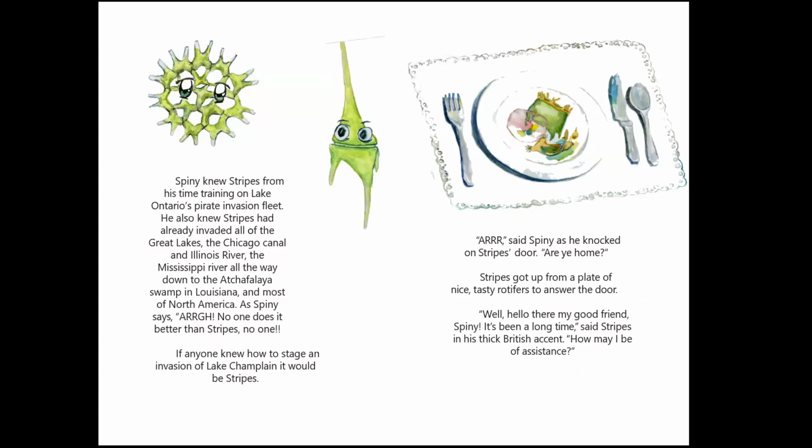He also knew Stripes had already invaded all of the Great Lakes, the Chicago and Illinois River, the Mississippi River, all the way down to the Atchafalaya Swamp in Louisiana, and most of the rest of eastern North America. As Spiny says, no one does it better than Stripes. No one. If anyone knew how to stage an invasion in Lake Champlain, it would be Stripes, said Spiny as he knocked on Stripes' door. Are ye home? Stripes got up from a plate of nice, tasty rotifers to answer the door.